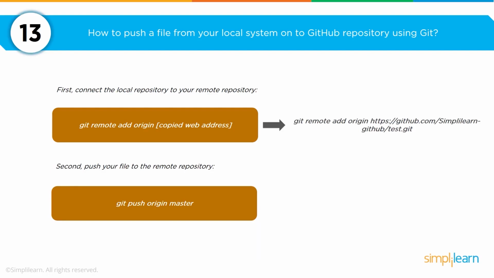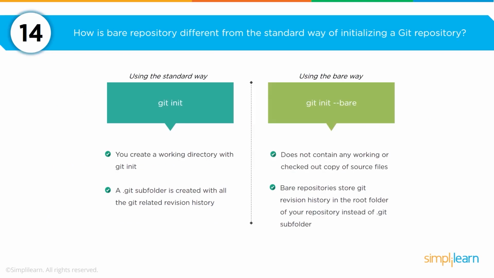Once you've added the remote repository to your local repository, the second action you want to use is a push, which is to push your local files out to the master environment. So you use the command git push origin master.